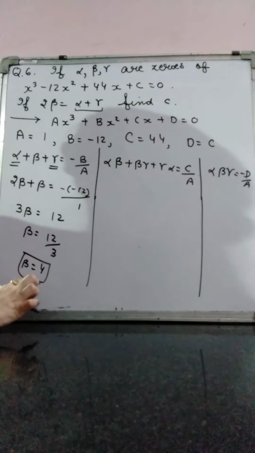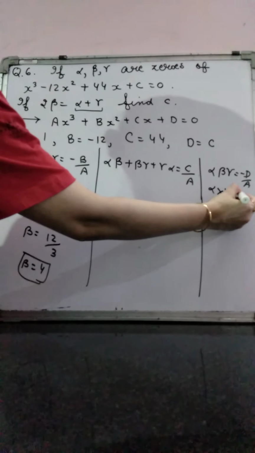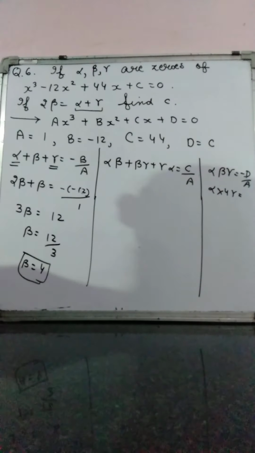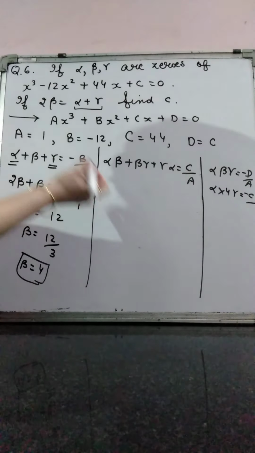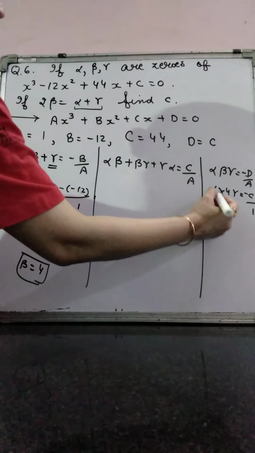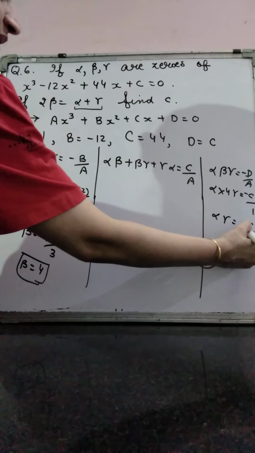Substitute this value of beta here, alpha into 4 into gamma. So the value of d is c and the value of a is 1. So the value of alpha gamma is minus c by 4.